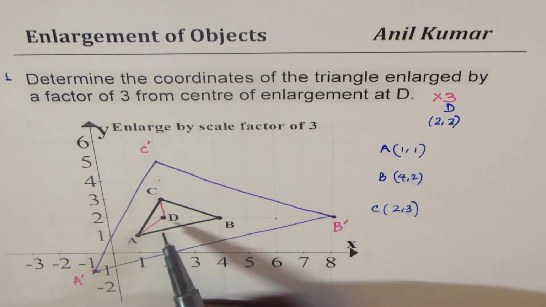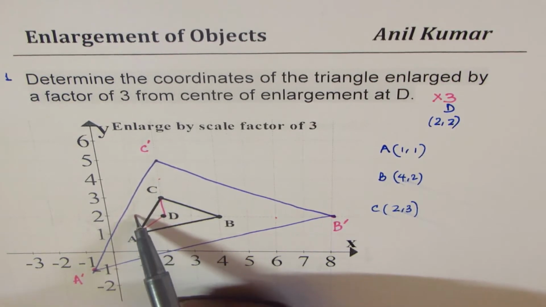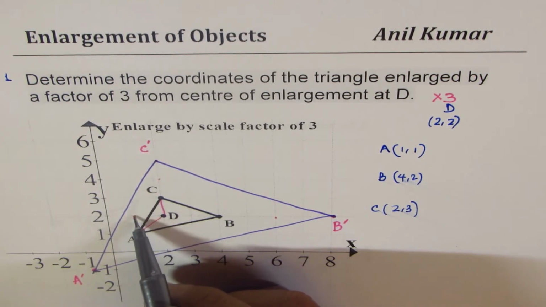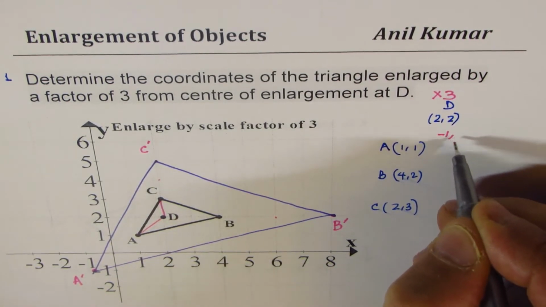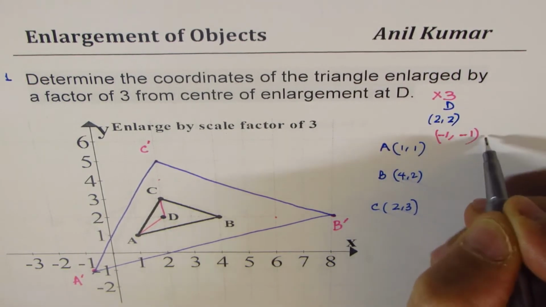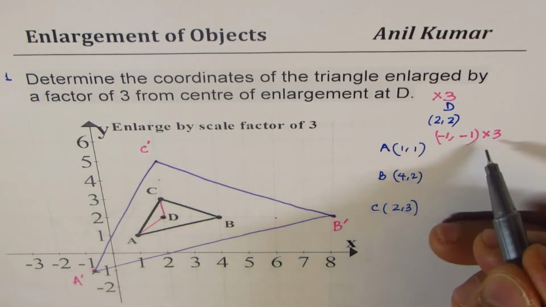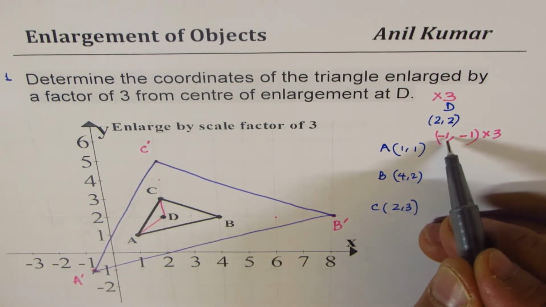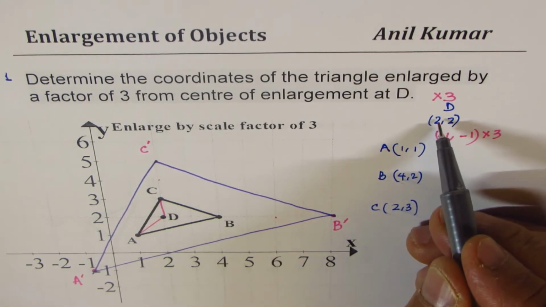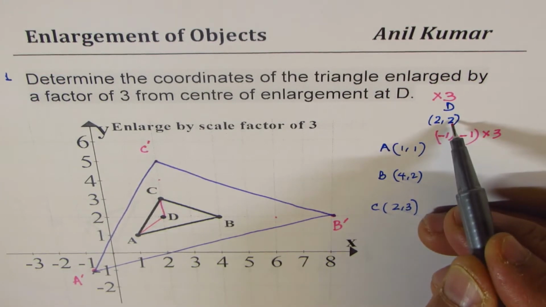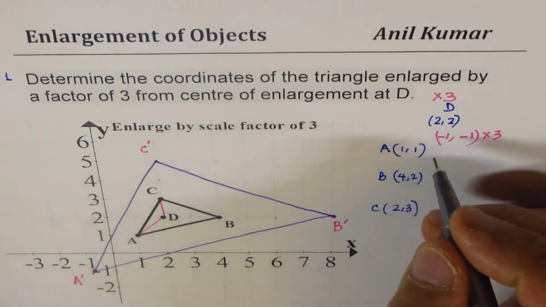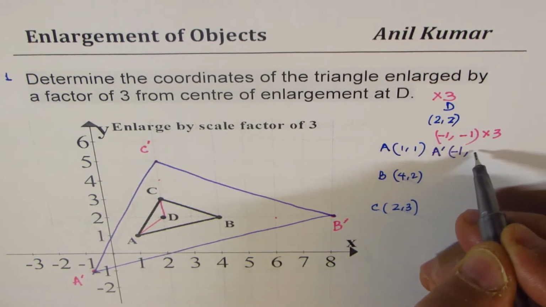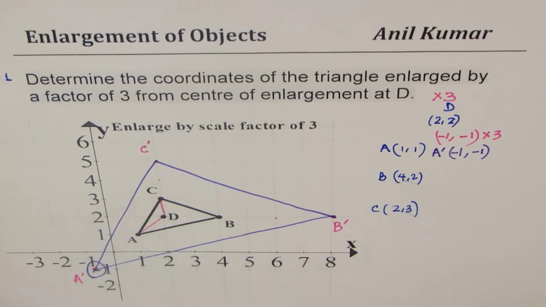Now the idea here is that the distance D to A, change in x and change in y is what we look forward to. So as far as this is concerned, from D to A, we move 1 left and 1 down. So the change is -1 and -1, correct? And that has to be multiplied by 3. Now this changes from D, correct? Since D is your center of enlargement. Now we are saying it has to be 3 times this away from D. That means from 2 I have to take away 3, and from this 2 also I have to take away 3. When I do that, what do I get? I get A dash, which is 2 minus 3, which is minus 1, 2 minus 3, which is again minus 1. Do you see how I get minus 1, minus 1?